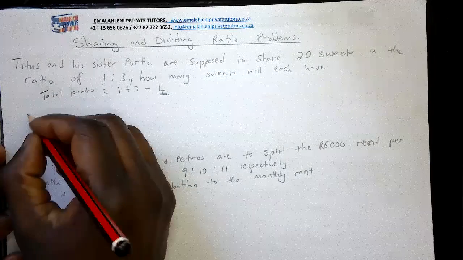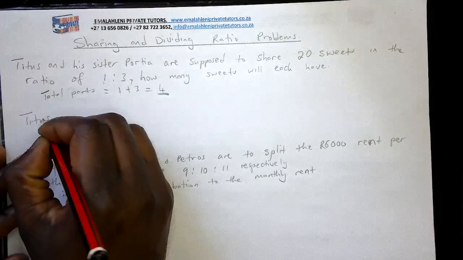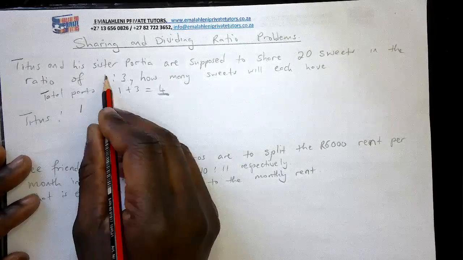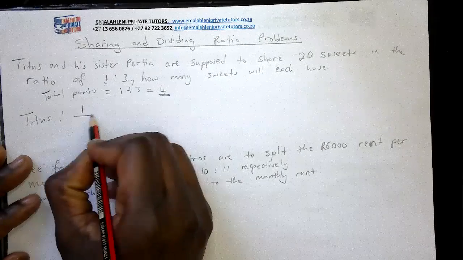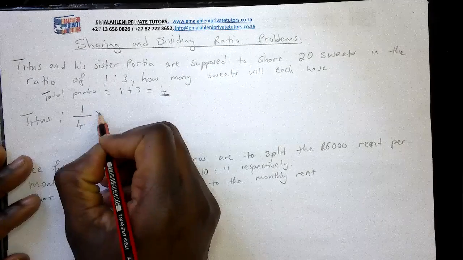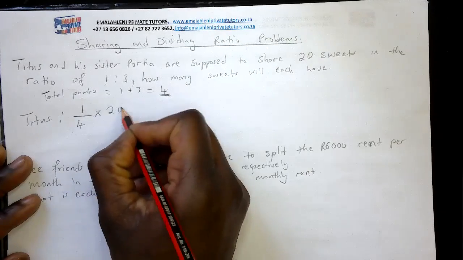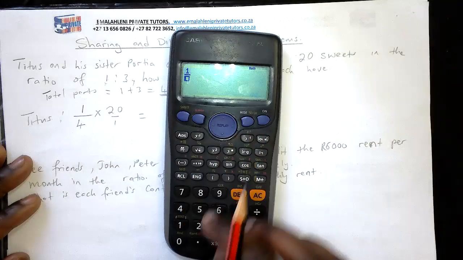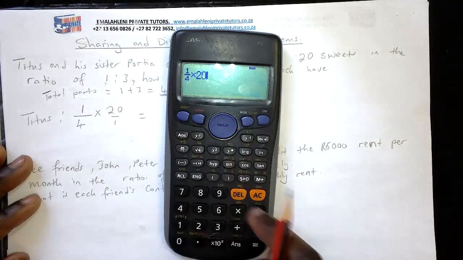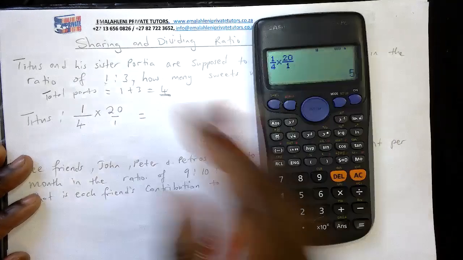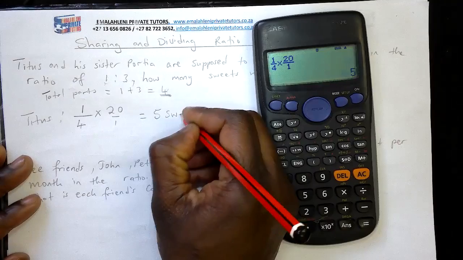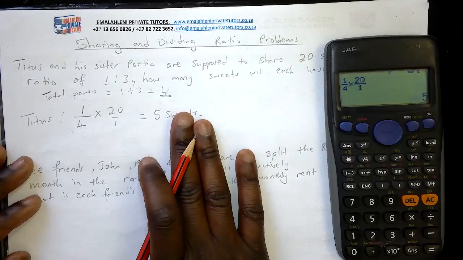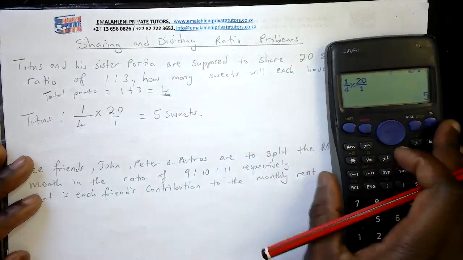So we are looking for Titus now. Titus's share. So we want to see how many sweets Titus will get. So we'll say 1, which is this for Titus, over total parts, which is 4, times how many sweets? 20 over 1. Then what do we get? We say 1 over 4 times 20 over 1. We get 5. So it's going to be 5 sweets. Remember what I said? Units. Very much important in the first lecture. 5 sweets.